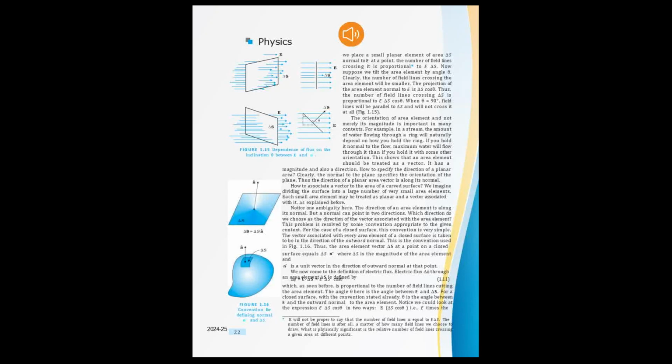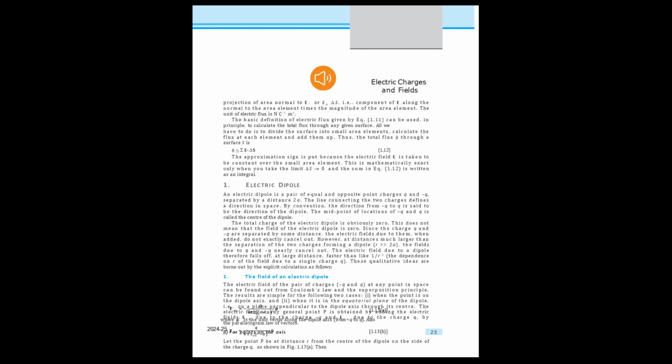Notice we could look at the expression E delta S cos theta in two ways. E delta S cos theta, that is E times the projection of area normal to E. Or E perpendicular delta S, that is the component of E along the normal to the area element times the magnitude of the area element. The unit of electric flux is N C^-1 m^2.